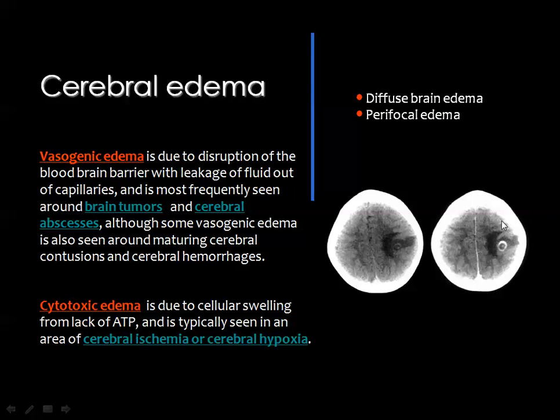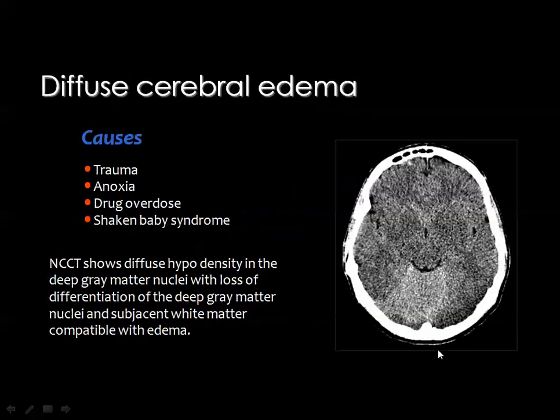And this is an example of focal vasogenic edema around this lesion, which looks like a tuberculoma or a cysticercosis because of the cyst and the dot sign, and you see the edema around. But in cases of trauma, you may get diffuse brain edema like this, and you see diffuse hypodensity of the brain tissue. The cerebellum is not affected.